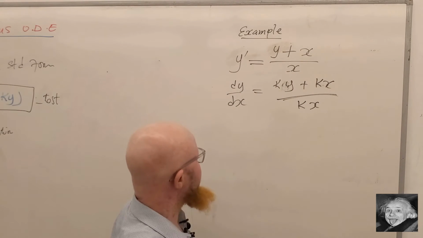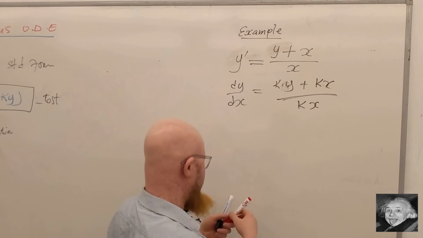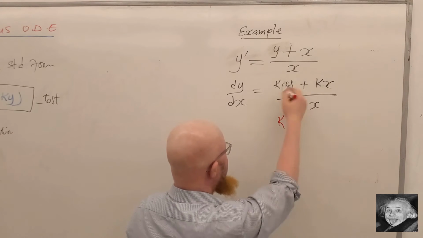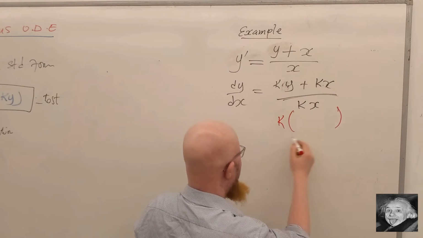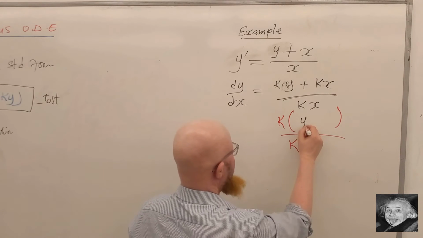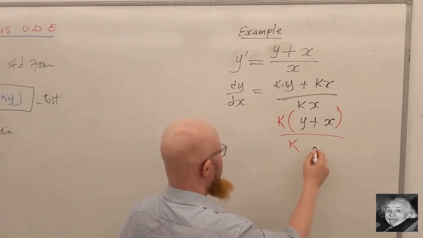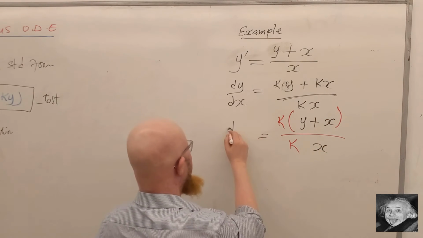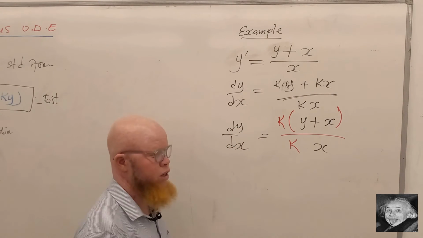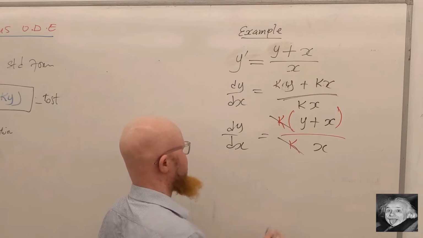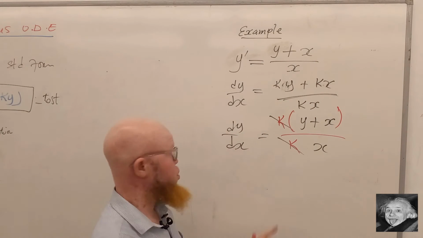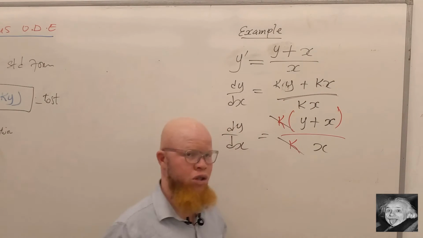So as you can see this one, I can take out k's. So I'll have k here, like this. And I can have y plus x, then this is x, and this is dy dx. So from here, you can see that this k can cancel with this one. So this gives you the original. Therefore, this is a homogeneous ordinary differential equation.